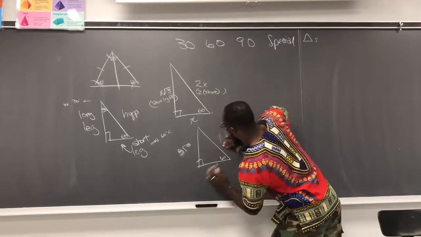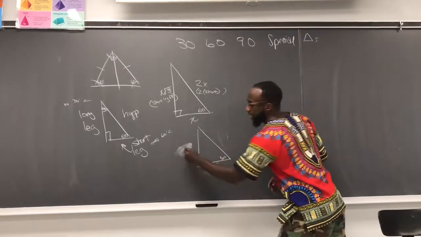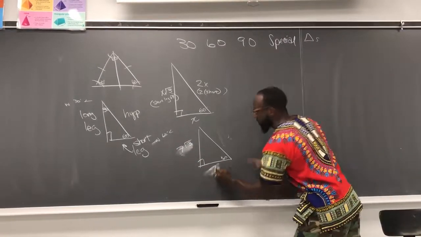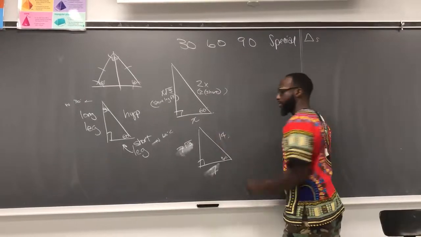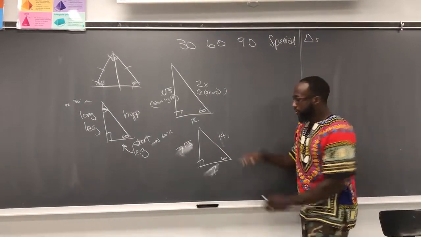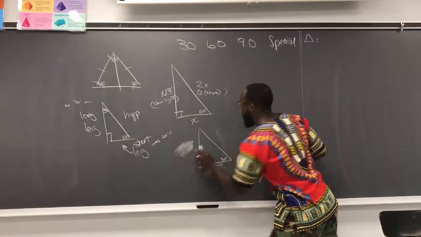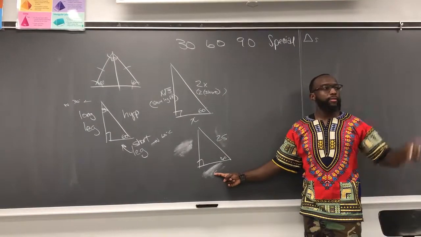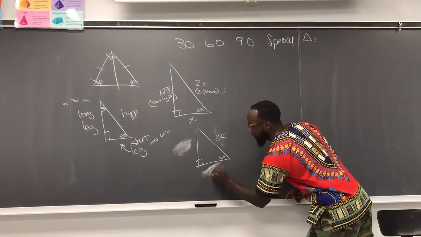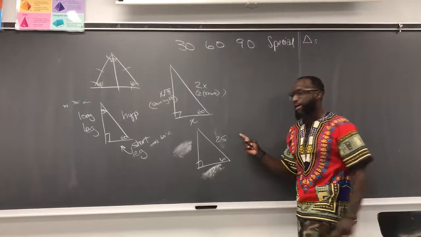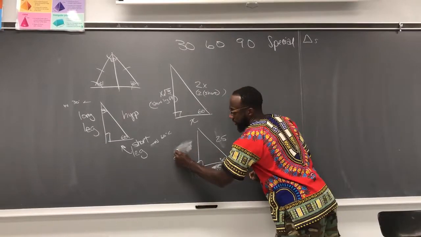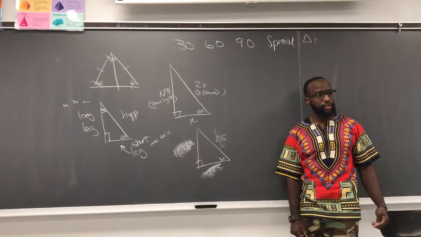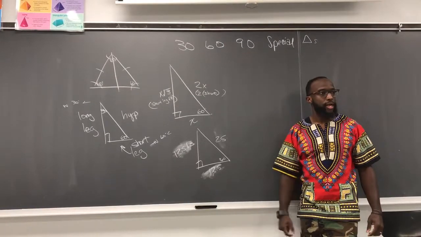Let's change the numbers again. If I said the long leg was 7 root 3, that would make the short leg 7 and the hypotenuse 14. Let's change it one more time. What if I said the hypotenuse was 25? The short leg would be 12.5, that's half of 25, and the long leg would be 12.5 root 3. That's the relationship between 30, 60, 90 special right triangles.